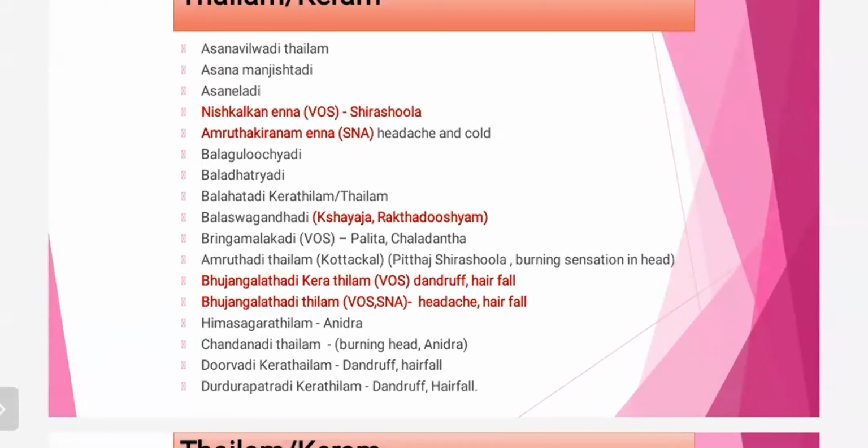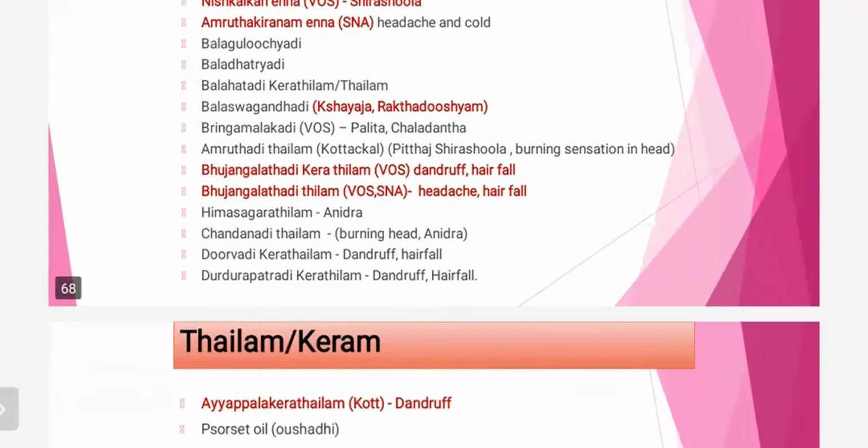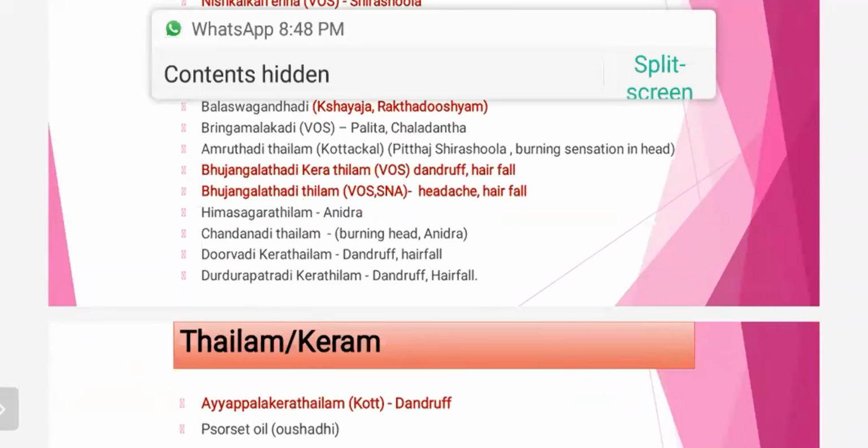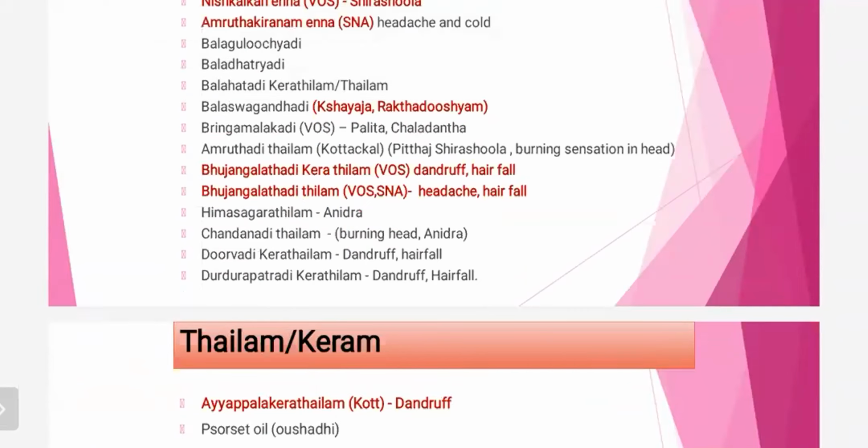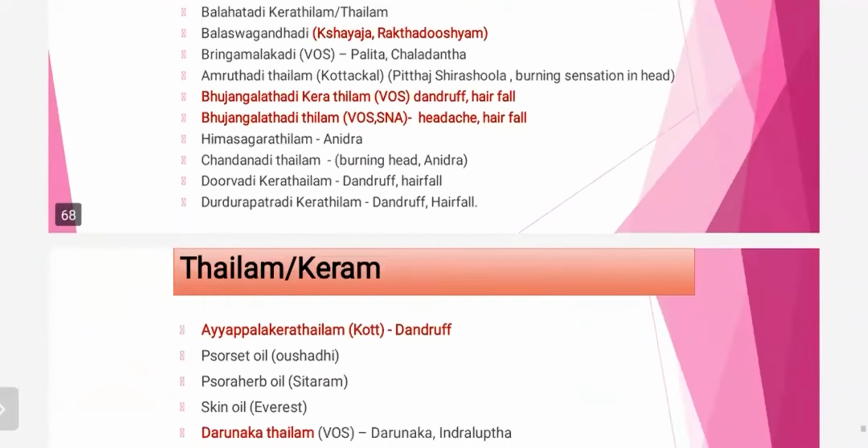So the Bela Guluchadi Taila, then Bela Dhatradi Taila, then Bela Hadadi Taila, and Bela Ashwagandhadi Taila, which is especially used for Kshayaja and Raktadushti, then Brahmi Malagadi, then Amrdadi Tailam, the product of Kottakkal, for burning sensation of the head, and Bhujagaladadi Tailam, this red marked one is very useful for dandruff, which is the product of Vaidyaratnam, useful in dandruff and hair fall. Then Vaidyaratnam also has one especially applicable for hair fall, and the Himasagaram, Anidra.